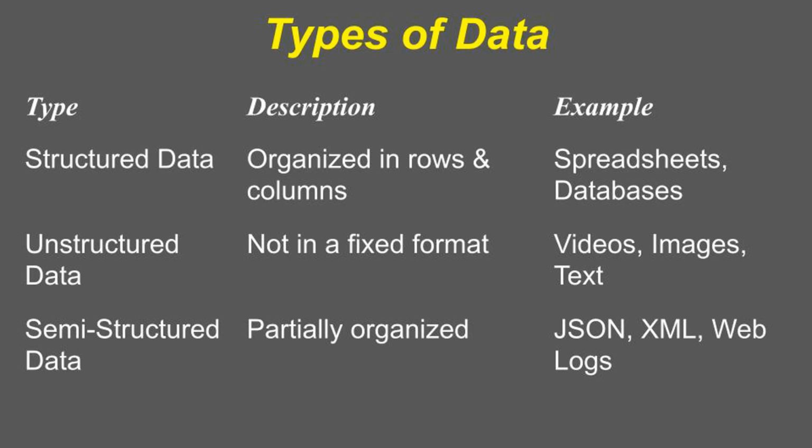Data can be of different types. Structured data, like what you see in tables and Excel sheets. Unstructured data, such as images, videos, or text. And semi-structured data, a mix of both. Knowing what kind of data you have helps you choose the right acquisition and processing method.